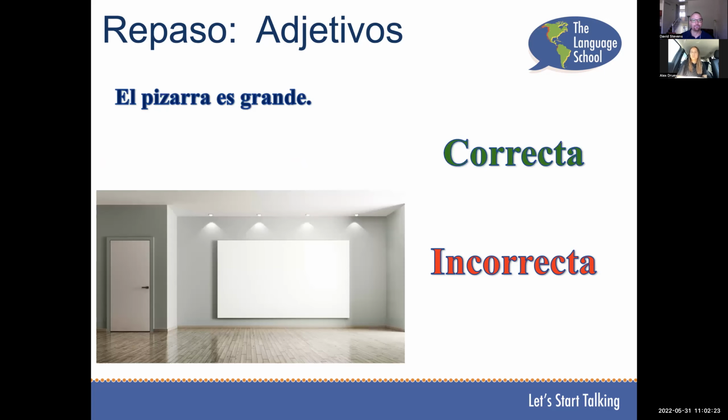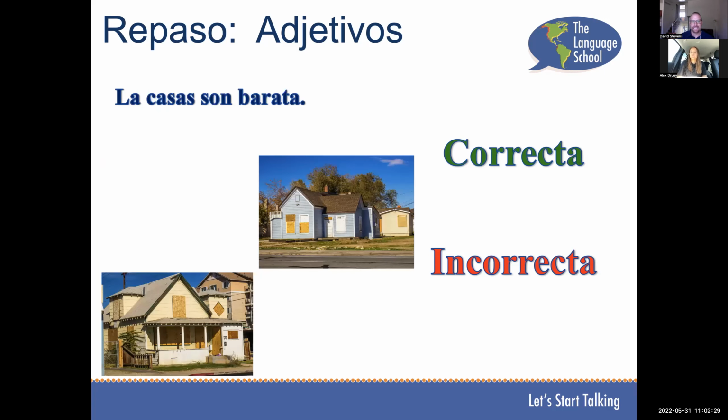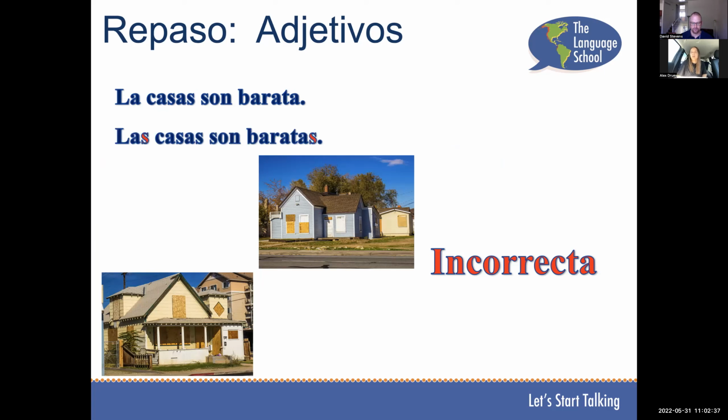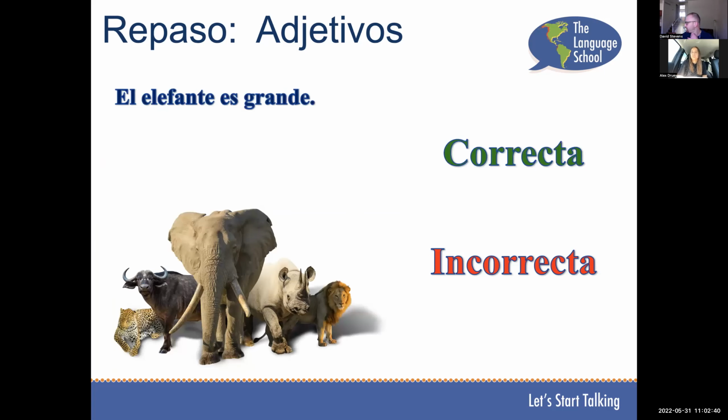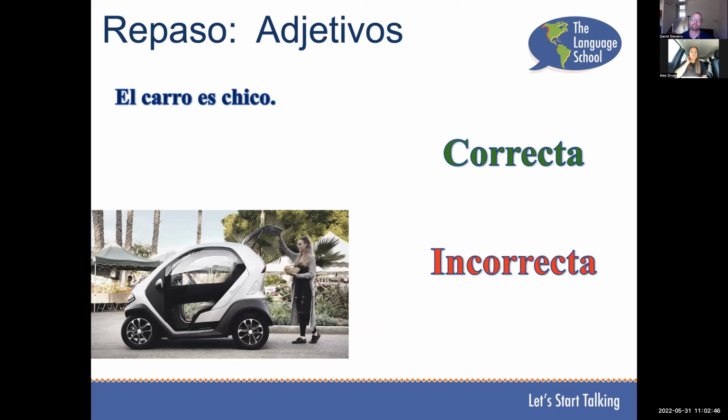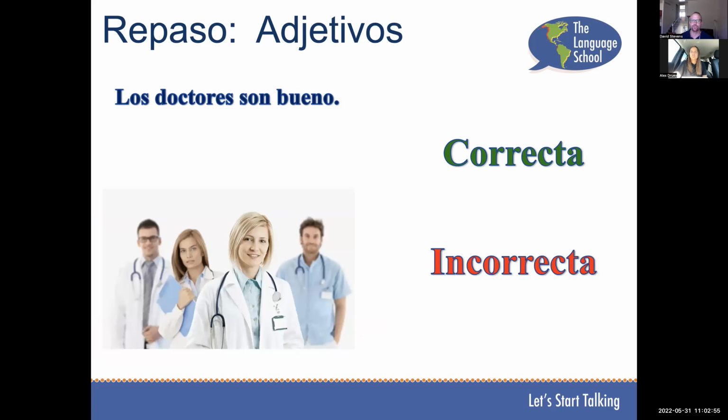Perfecto. El pizarra es grande. Incorrecta, la pizarra es grande. Las casas son baratas. Incorrecta, las casas son baratas. Perfecto. El elefante es grande. Correcta. El carro es chico. Correcta. Los doctores son buenos. Incorrecta. Los doctores son buenos.